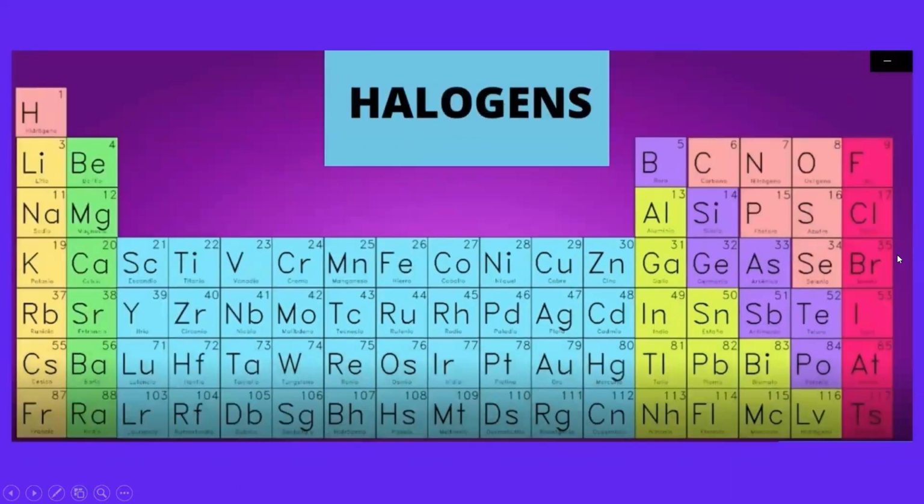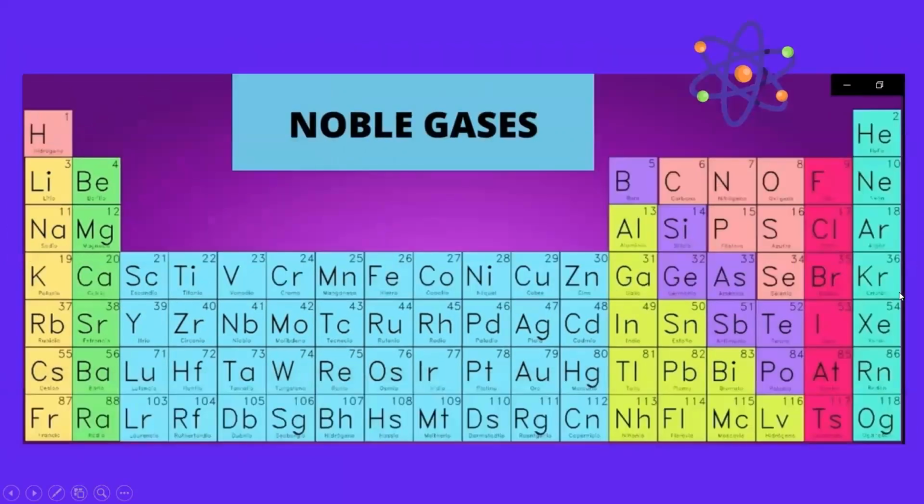The word halogen comes from the Greek for forming salts, such as fluorine, chlorine, bromine, iodine, astatine, and tennessine. Noble gases. They are colorless, odorless, tasteless, and non-flammable gases under normal conditions, and they also have a very low chemical reactivity due to the fact that their last electron shell is complete.